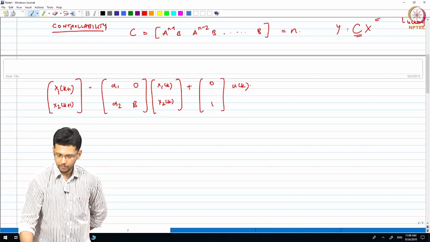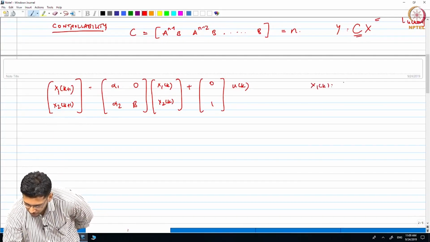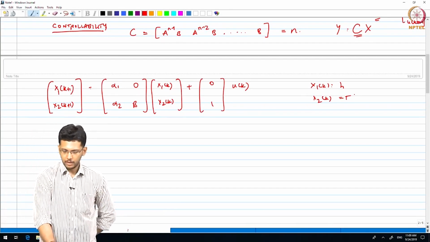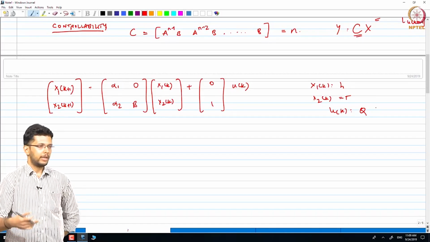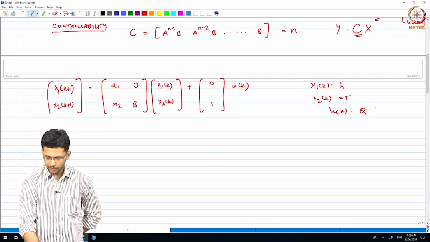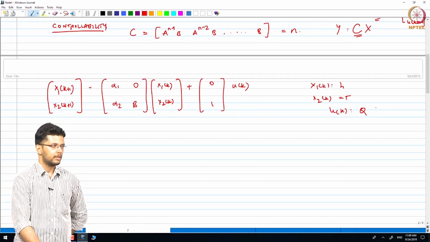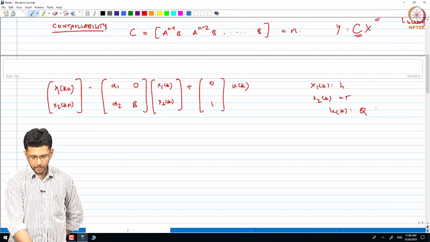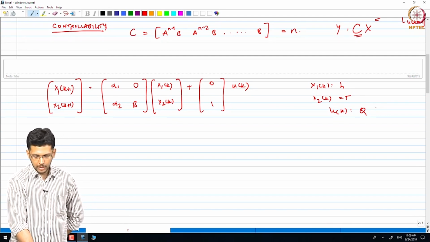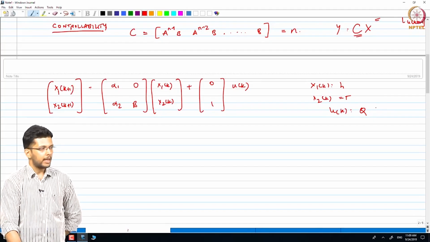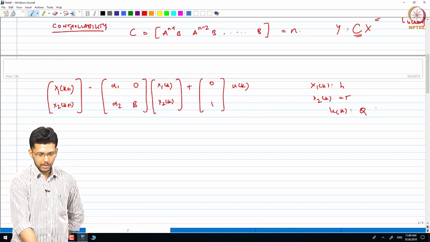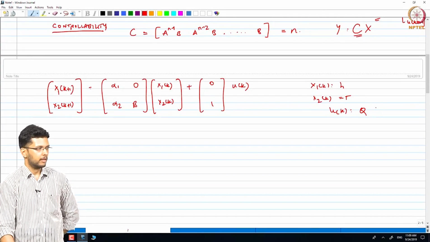So here x1 of k is the height, and x2 of k is your temperature. And u of k is the heater load, say q. When you increase your heater load, from this equation you can clearly see that it doesn't affect the height, but it does affect the temperature, because x2 of k plus 1 is alpha 2 of x1 of k plus beta of x2 of k, plus u of k. When you increase the heater load, the temperature will increase. So it is directly related.